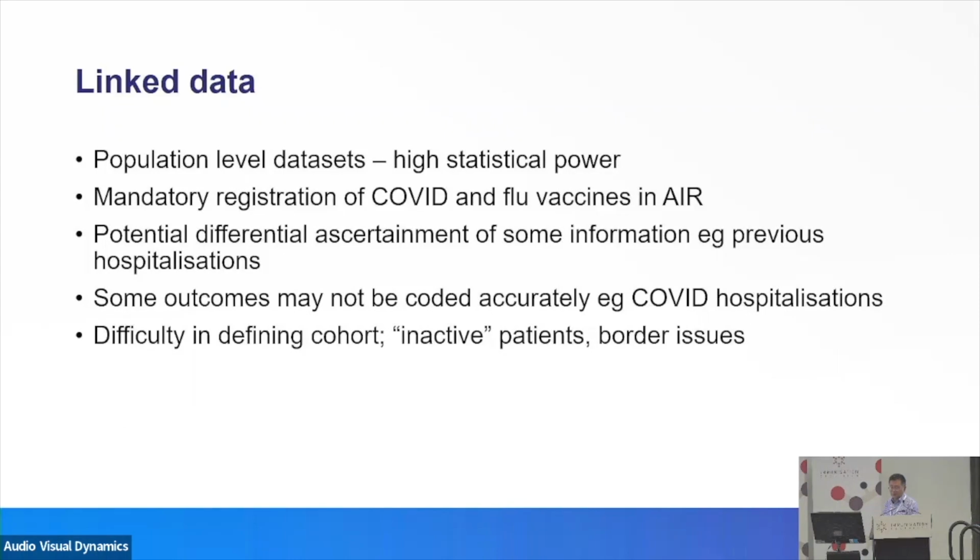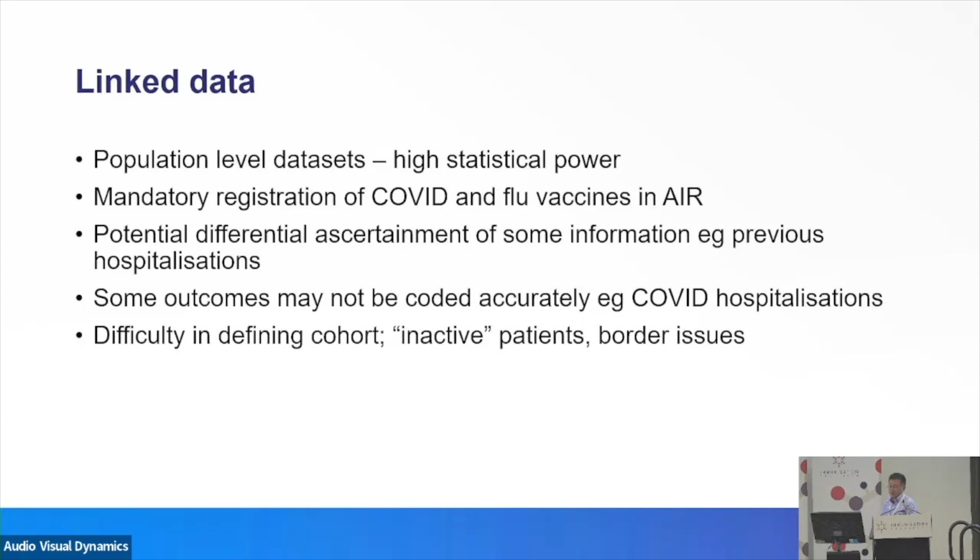But there are some pitfalls here. So firstly, there's potentially differential ascertainment of some information. So in people that have COVID, they may have been more likely to be hospitalised in the past, and therefore we know that they have diabetes. And so with a lot of this administrative data, you can't really go back and question it or clean it up that much. You're really reliant on what you have. As my children say, you get what you get and you don't get upset.